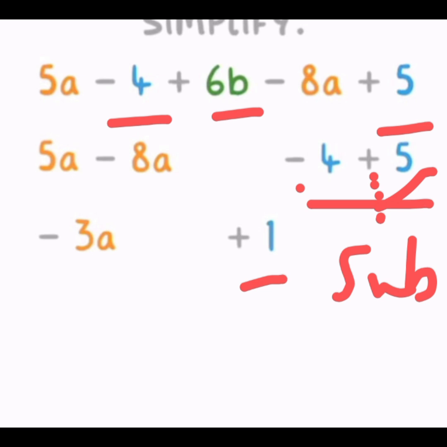Here 6b is a term which is only a single term. b is only a single term. There is no other b term, so it cannot be added or subtracted with any other b term. So that's why it will be written down as it is.